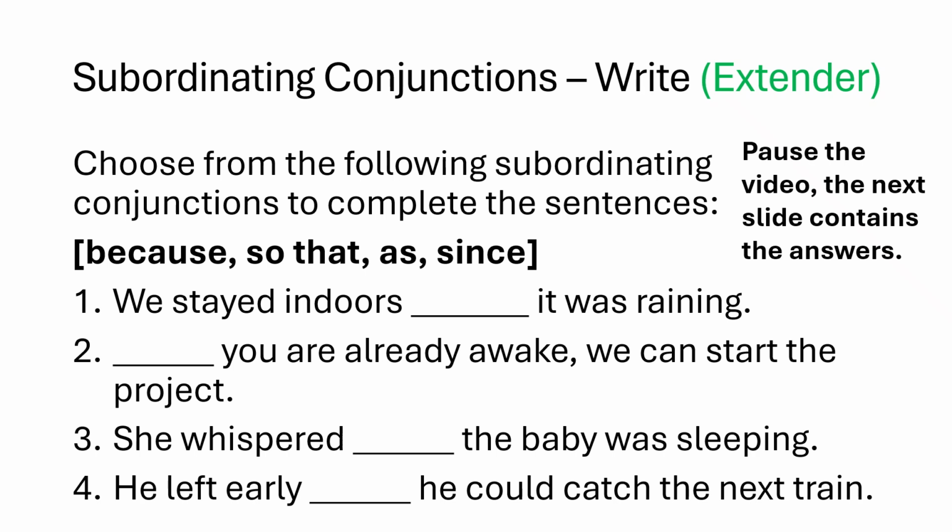Here is an extender for anybody who would like a challenge. Choose from the following subordinating conjunctions to complete the sentences. Because, so that, as, since. 1. We stayed indoors. It was raining. 2. You are already awake. We can start the project.